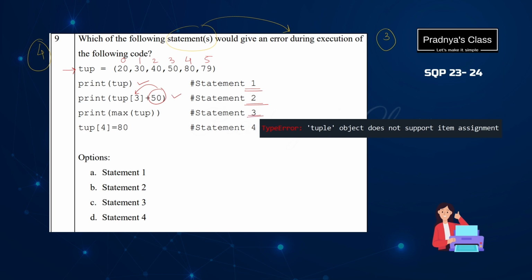In the third statement we are applying the max function on the tuple. It will give the maximum value among all the elements. This is also fine. Now look at the last statement, that is statement number 4. We are trying to update the value of the tuple at index 4. But we cannot do this operation as tuple is an immutable data type. When you try to do this operation, you will get this type of error. That's why the correct option is statement 4. This statement will result in an error.